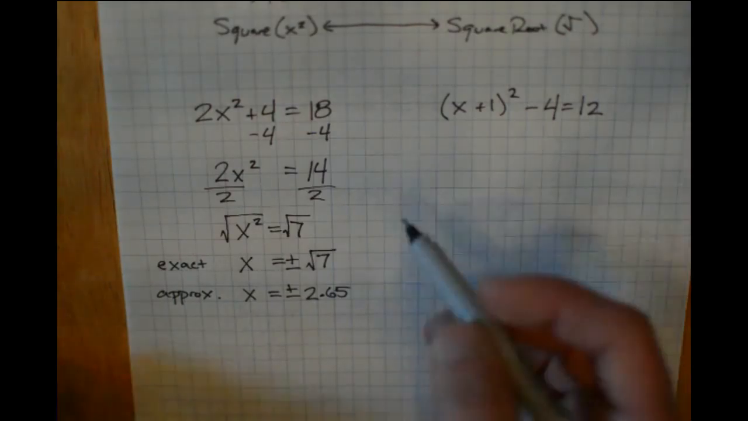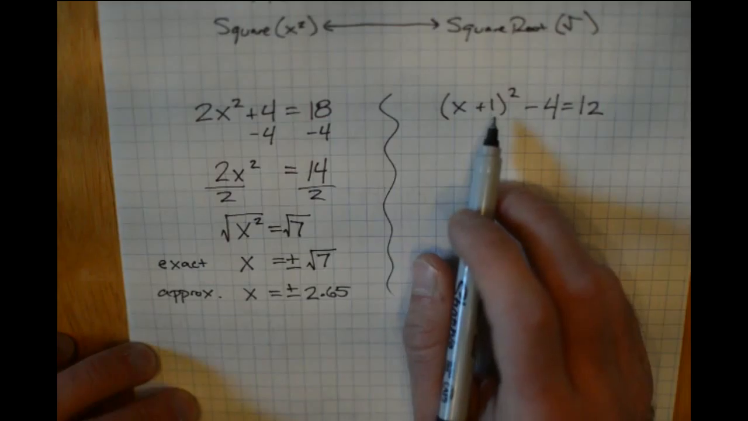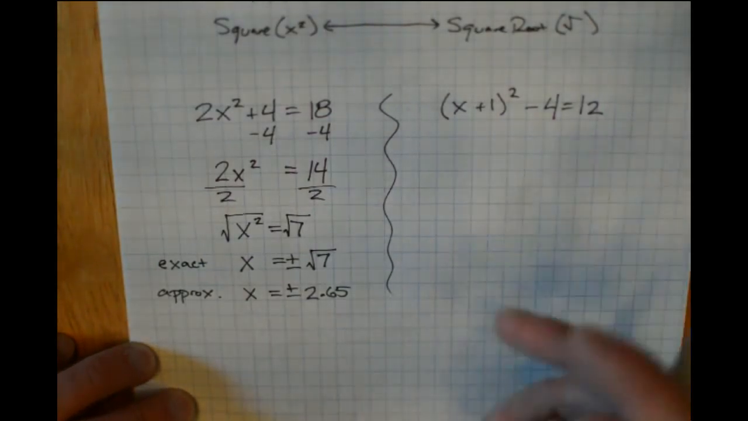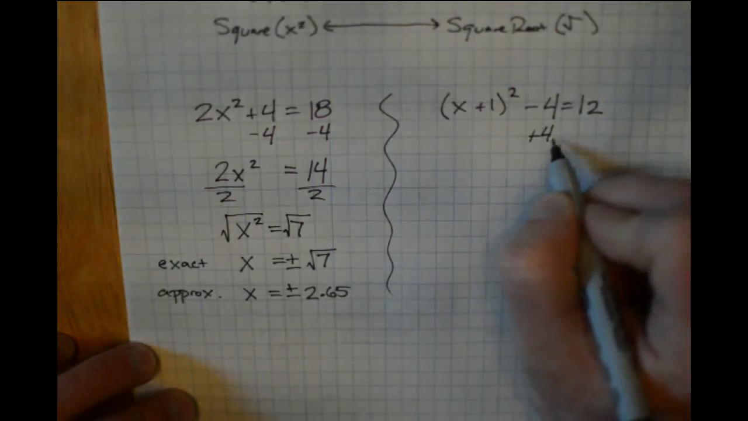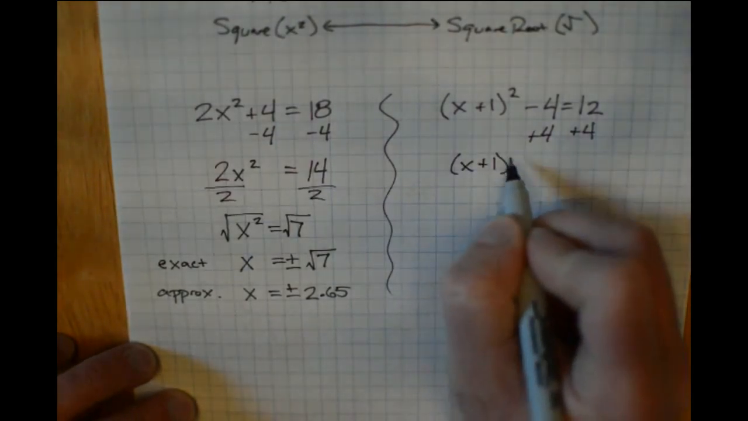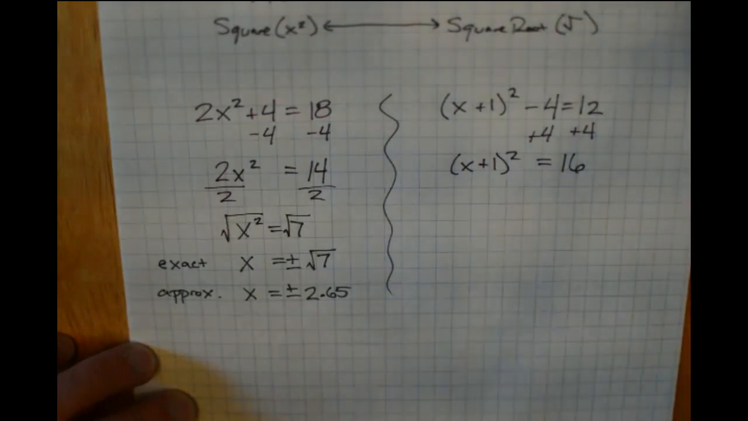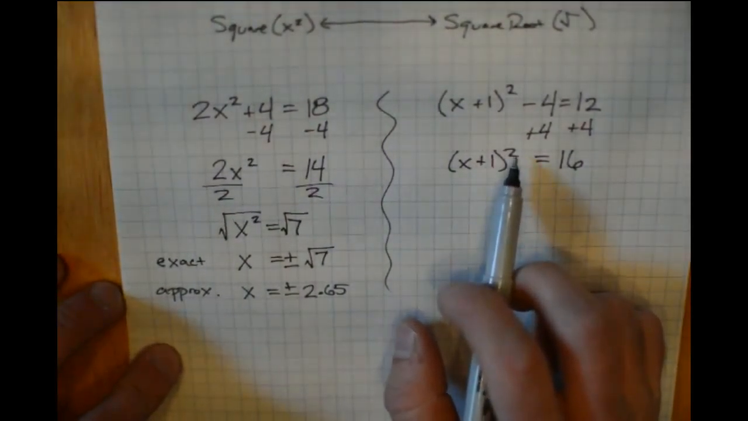So let's take a look at this second example: quantity x plus 1 squared minus 4 is equal to 12. I want to think about inverse operations, and I see this minus 4 hanging out there on the right, so I'm going to get rid of that right away, which will leave me with quantity x plus 1 squared is equal to 16.